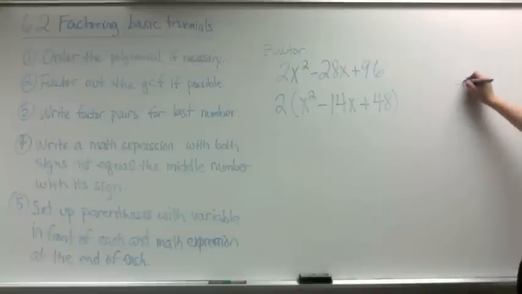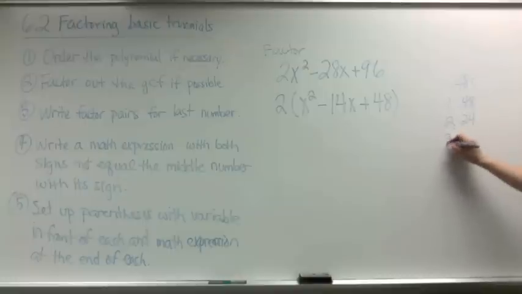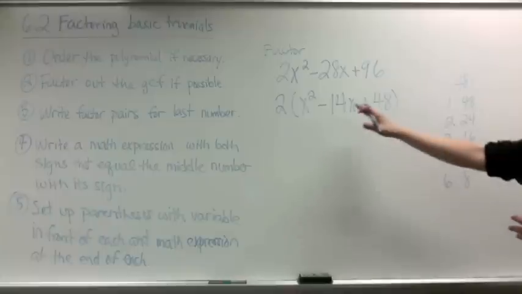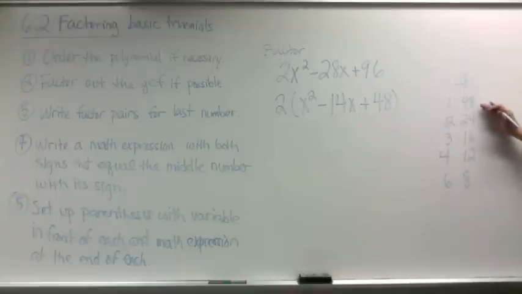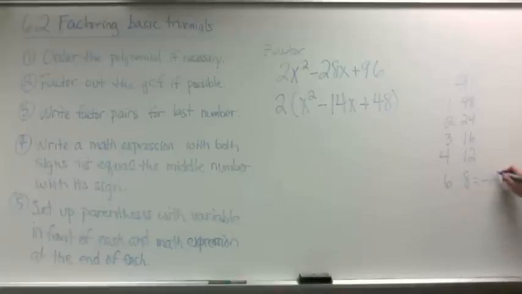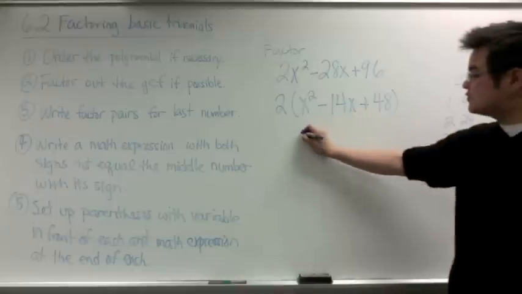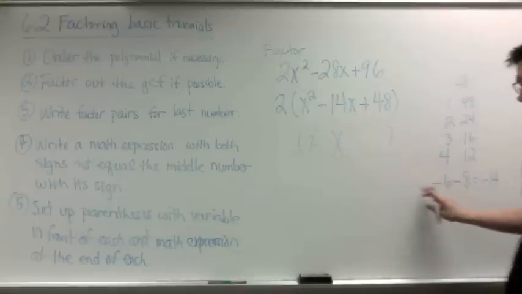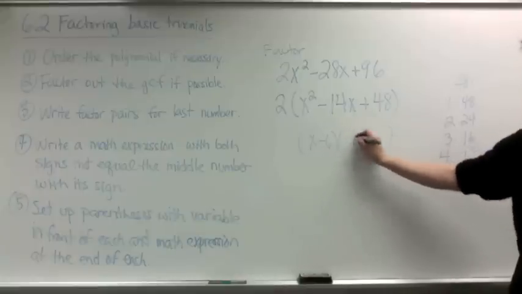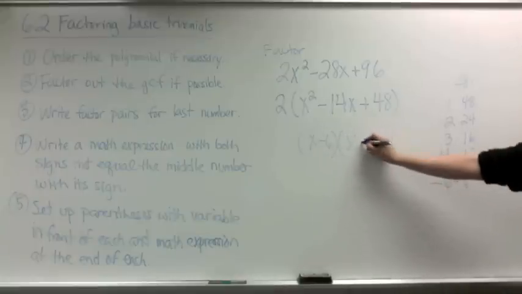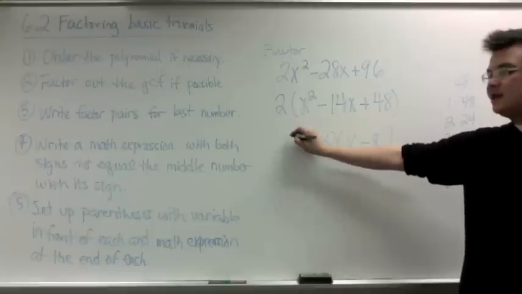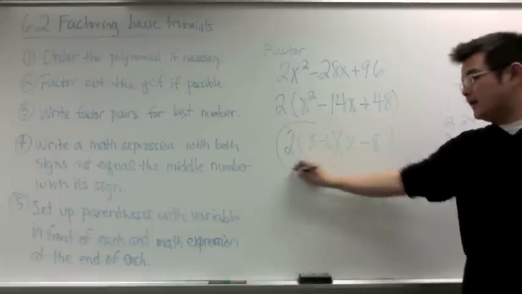So I'm going to write the factor pairs of 48, which is 1 and 48, 2 and 24, 3 and 16, 4 and 12, and 6 and 8. We're trying to get a negative 14. The only factor pair that would get us a negative 14 is 6 and 8. So I'm going to write negative 14, and then the signs would have to be both negative. So to factor this trinomial, we will have x minus 6, x minus 8. And then we're going to bring down the GCF that we factored out earlier into the final answer.